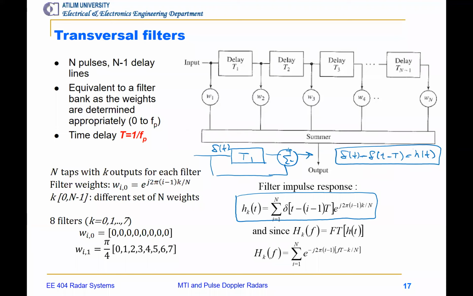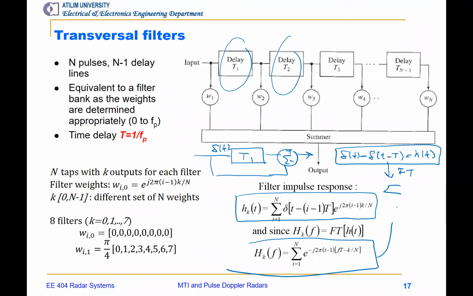Now we can extend this by using n taps. So that's going to be a summation of differences of Dirac deltas. And if we take the Fourier transformation of this, we get the summation of exponentials in here. So this is just an extension of this formulation. We have n pulses and n minus 1 delay lines.